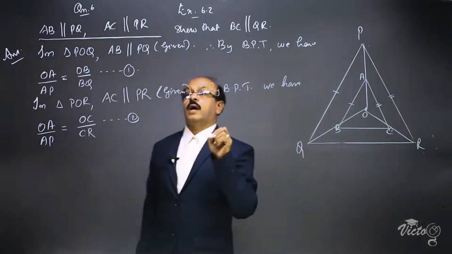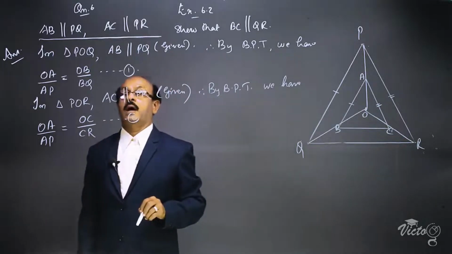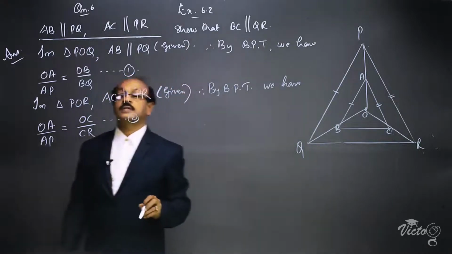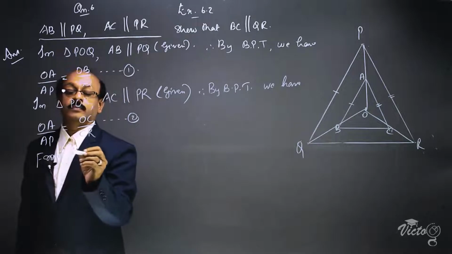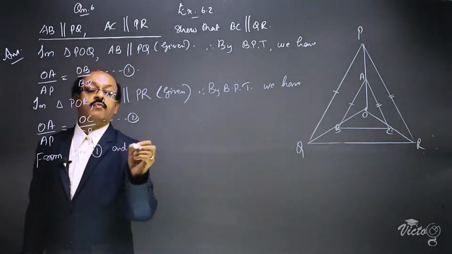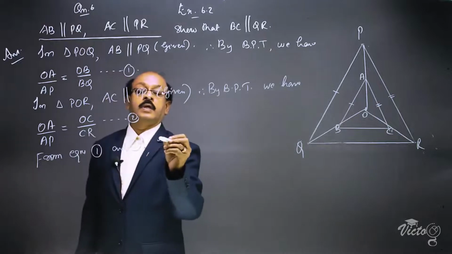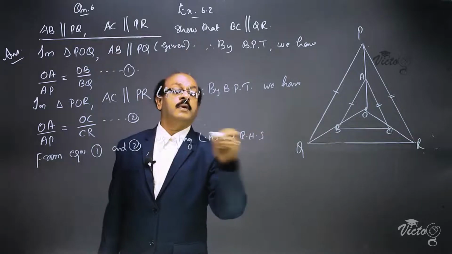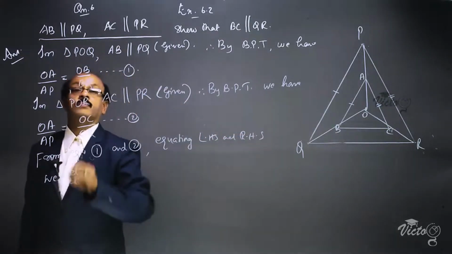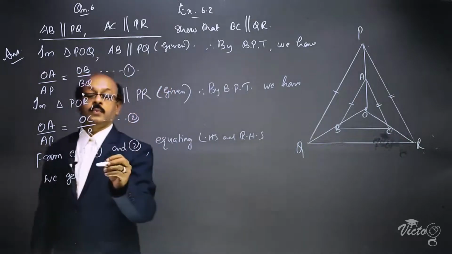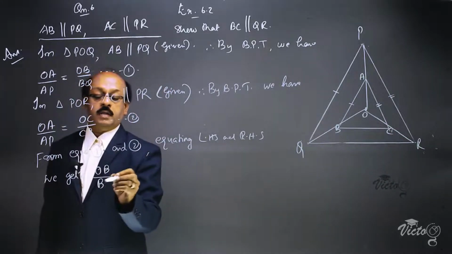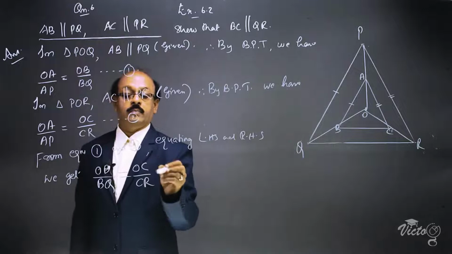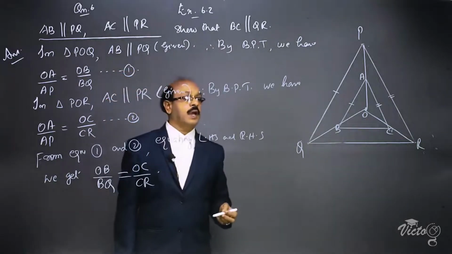From equation numbers 1 and 2, the LHS are equal. Therefore, the RHS must also be equal. From equations 1 and 2, equating LHS and RHS, we get OB by BQ is equal to OC by CR. That is for triangle OQR.